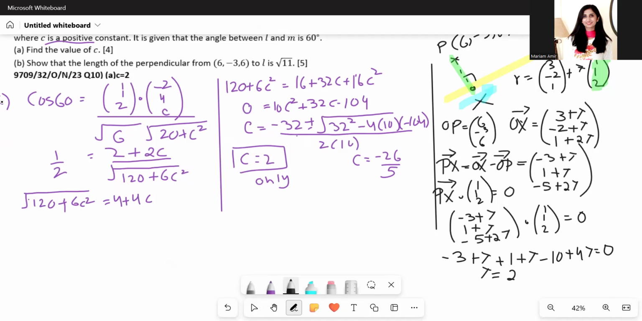Now we substitute that in the vector PX to get the exact coordinates. So we get negative 1, we get a 3, and we get a negative 1 again. And we have to find the exact length. That means we find its magnitude, which is going to be square root of negative 1 whole squared plus 3 squared plus negative 1 whole squared. So that's going to be 1 plus 9 plus 1, which is square root of 11.